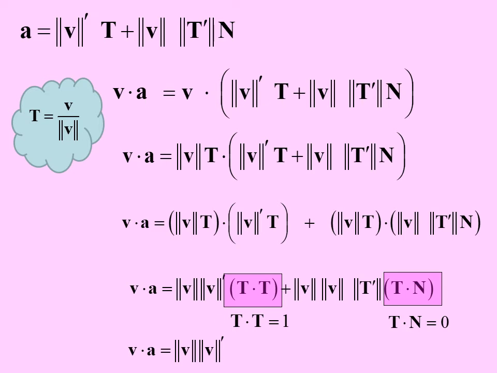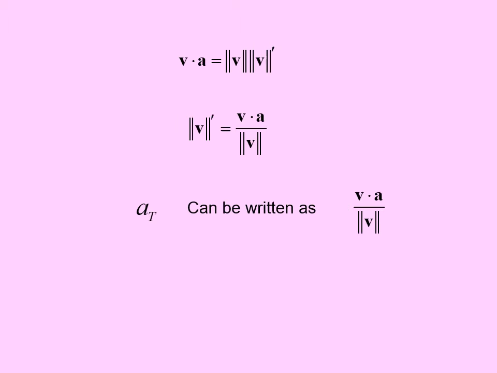Now you can see from there we can solve that for the magnitude of v's derivative. So solving that for the derivative of the magnitude of v, this is what we end up with. And so that quantity is a little easier to deal with, and that's the tangential component of acceleration.